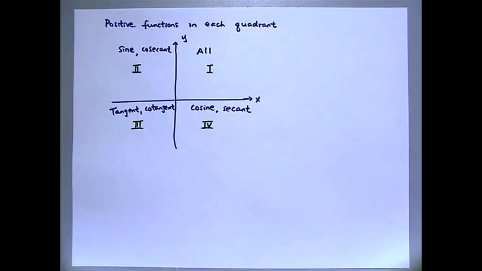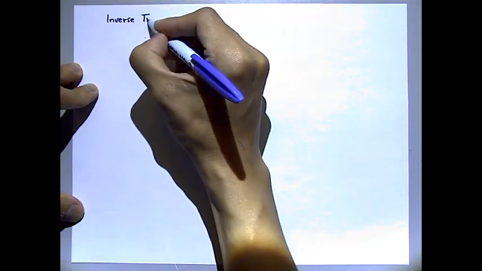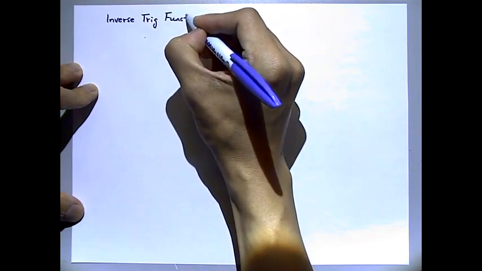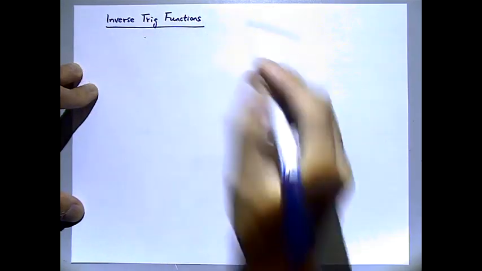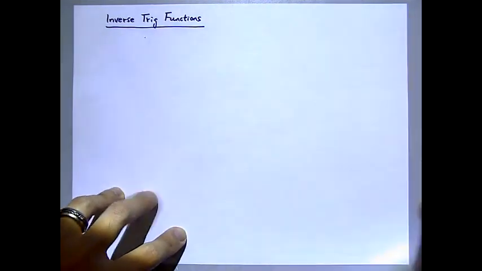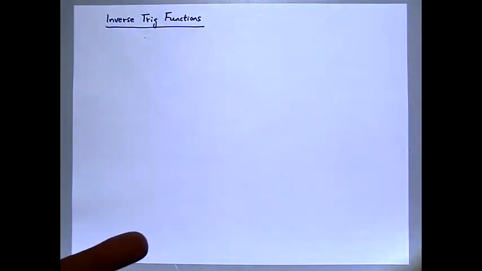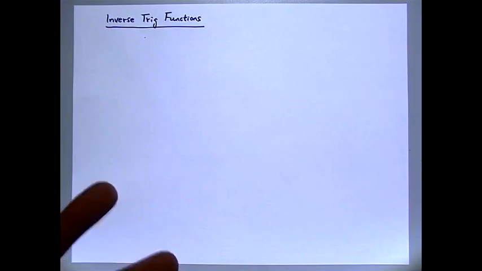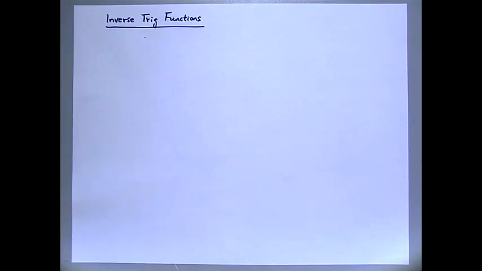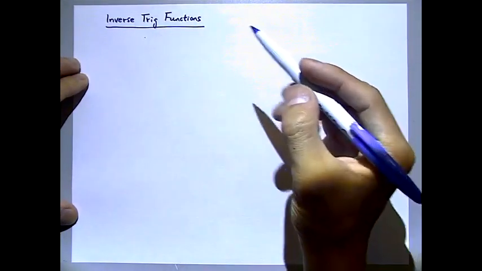Okay, let's talk a little bit about inverse trig functions. These things can get kind of annoying sometimes. And we're just going to focus on the basic three: inverse sine, inverse cosine, and inverse tangent. The other three, we're not going to worry about their inverses. Let's start with sine.